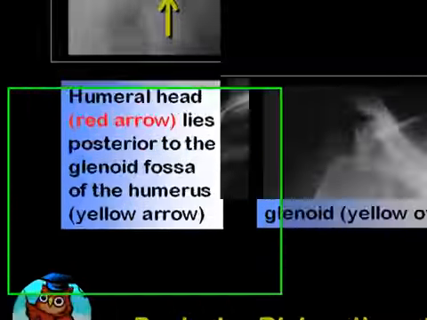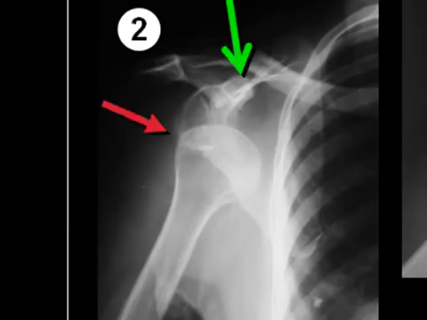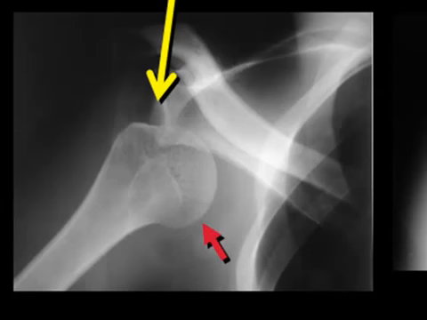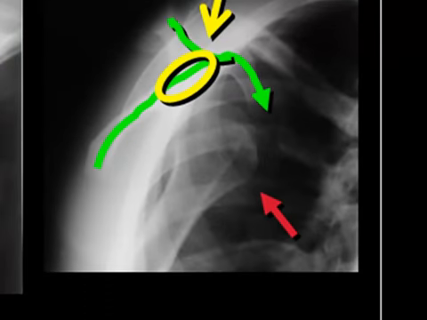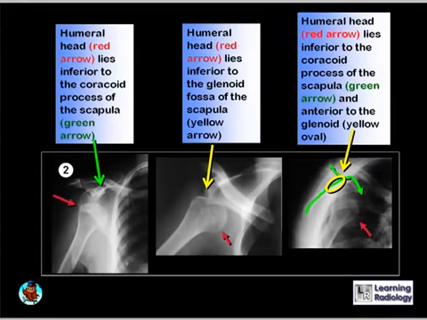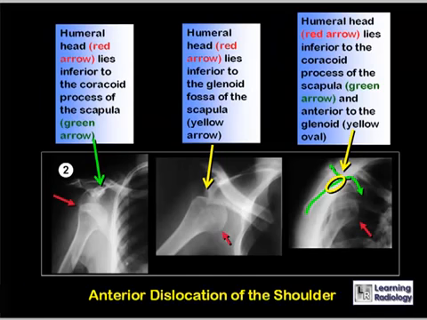Patient 2, the humeral head, shown by the red arrow, lies inferior to the coracoid process of the scapula, shown by the green arrow. Here we see again that the humeral head, the red arrow, lies inferior to the glenoid fossa, shown by the yellow arrow, and on this Y view, we can see that the humeral head, the red arrow, lies inferior to the coracoid, which is an anterior structure, and anterior to the glenoid, shown by the yellow ellipse. This is an example of an anterior dislocation of the shoulder.